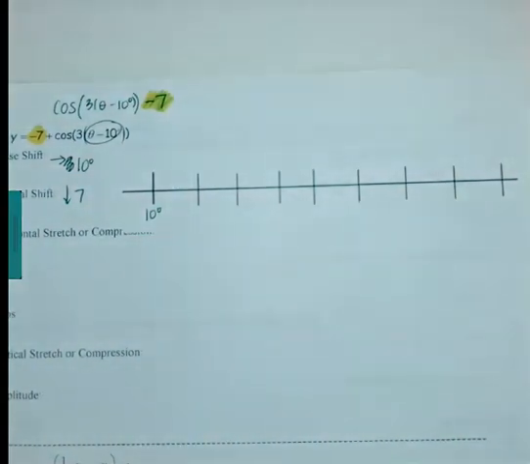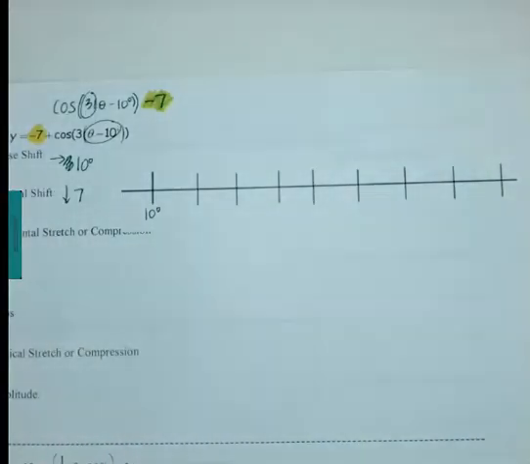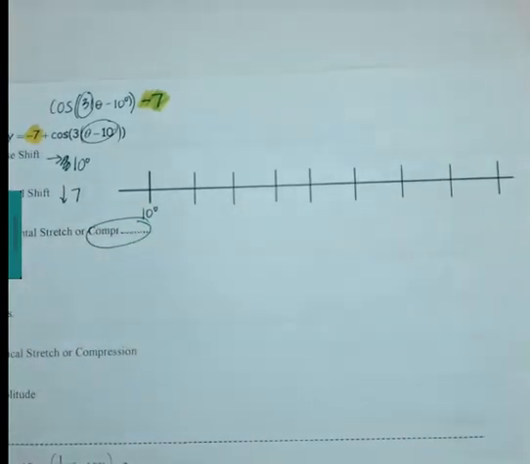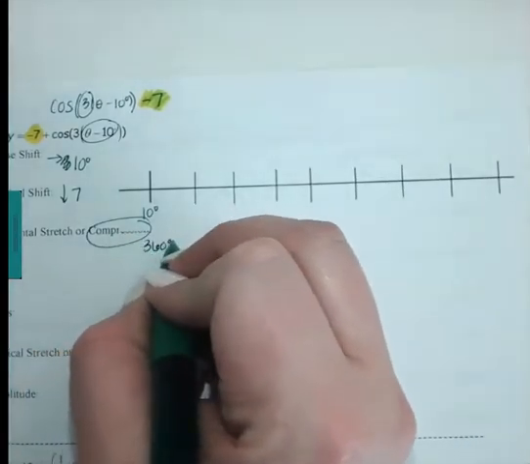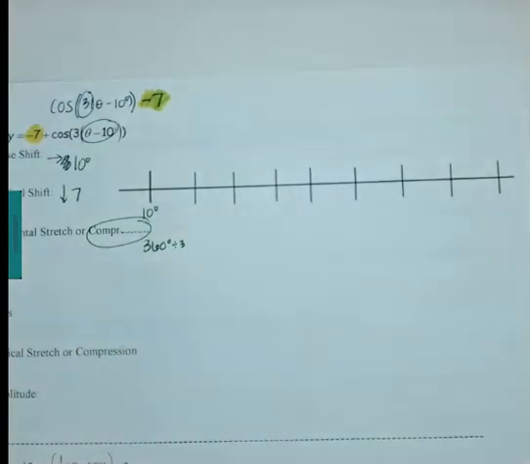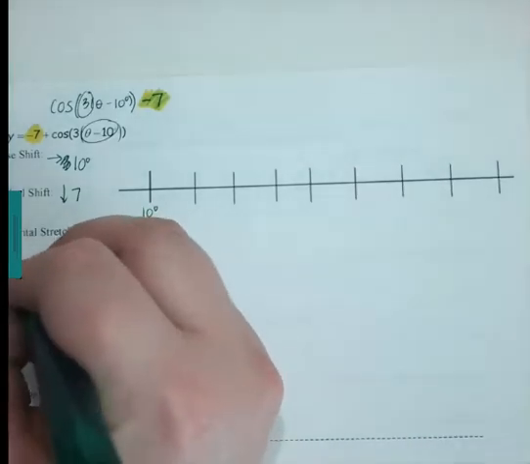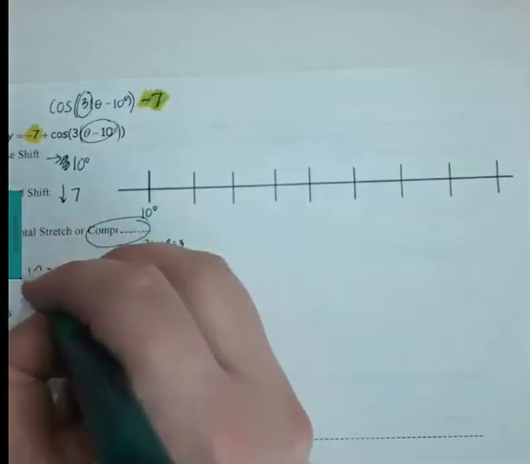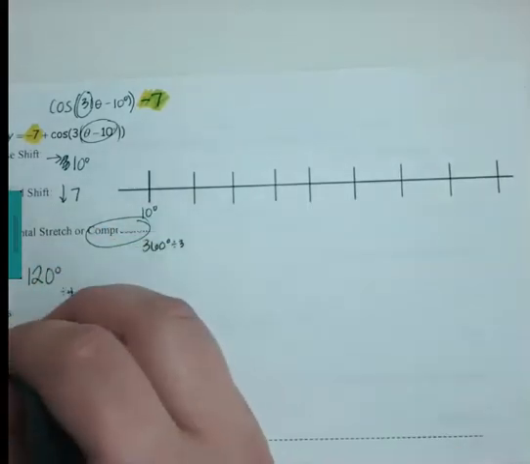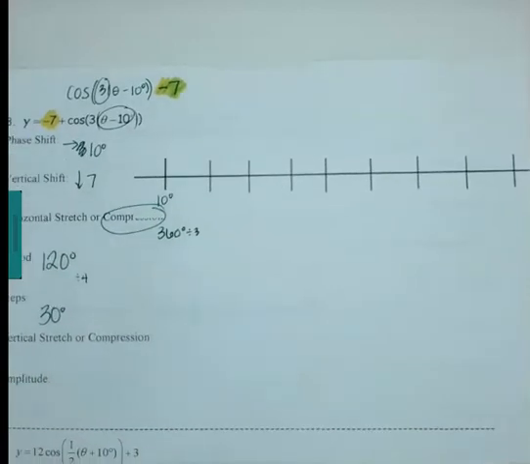And then I need to figure out what I'm counting by. If it's a 3 in the middle, is that a stretch or a compression? If it's in the middle, that's a compression. Why is it a compression? Because a 3 in the middle does the opposite. So I need to take my 360 and divide it by 3. What is 360 divided by 3 to tell me my period? 120, and then how do I find the steps? Divide it by 4, and that tells me my steps are going to be in 30 degrees.